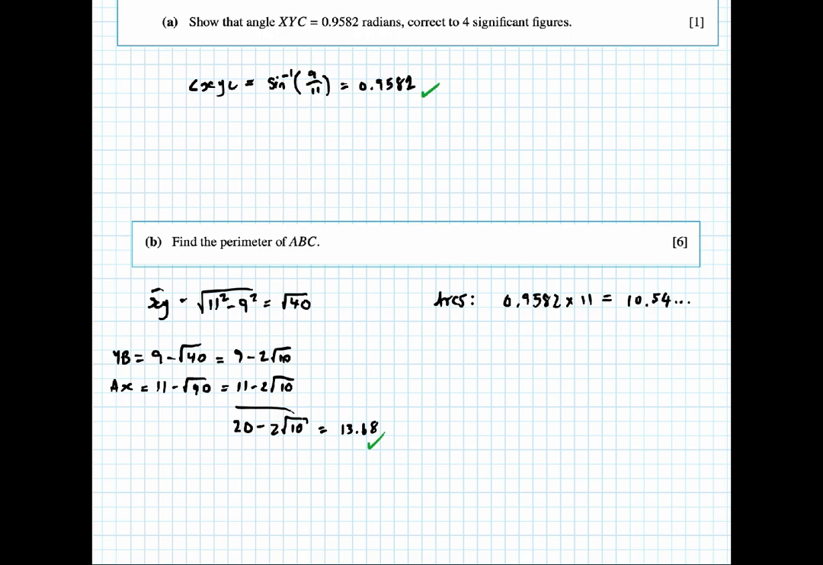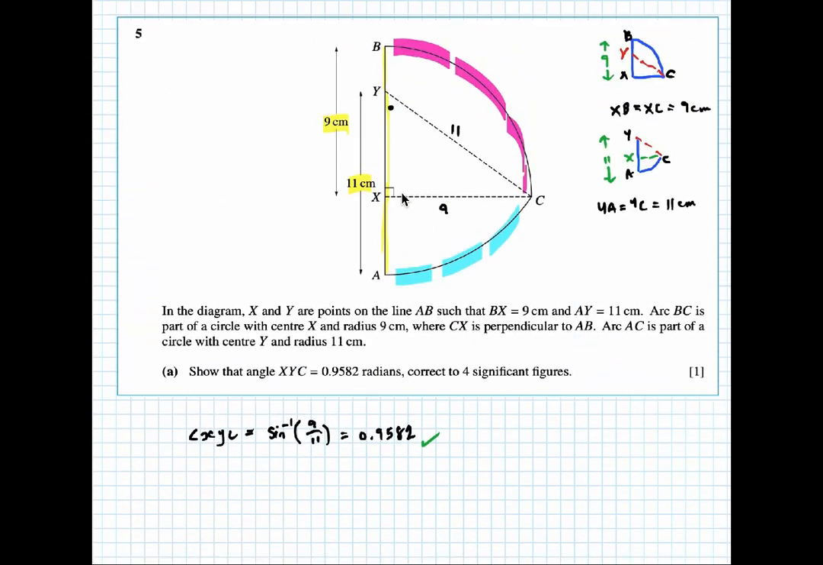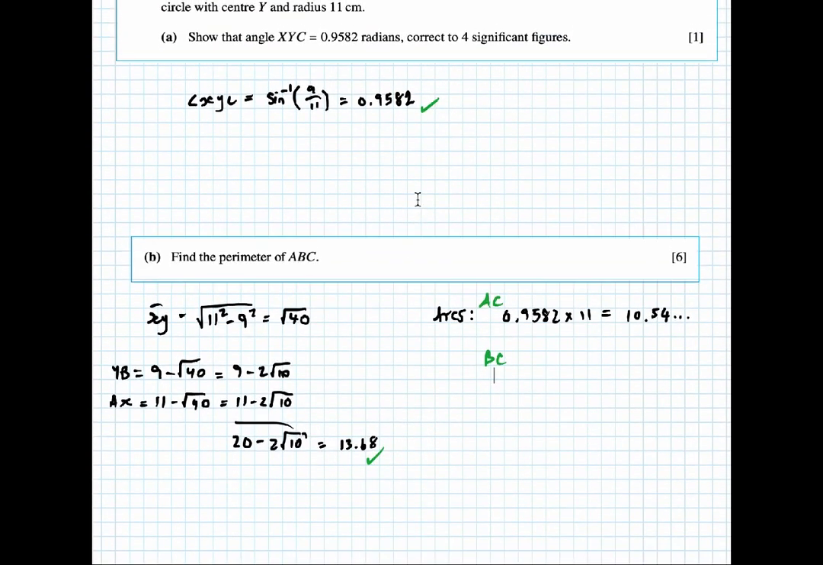And then also we have, as I said at the beginning, a quarter circle. So 1/2 pi or pi over 2 times 9. So the pink part there if you want. So 9 times pi over 2 is 14.13716. And so at the end you can simplify that a little bit. 13.68 plus 10.54 plus 14 times 1/4 if you want is equal to 38.4 units. That's the perimeter for ABC.